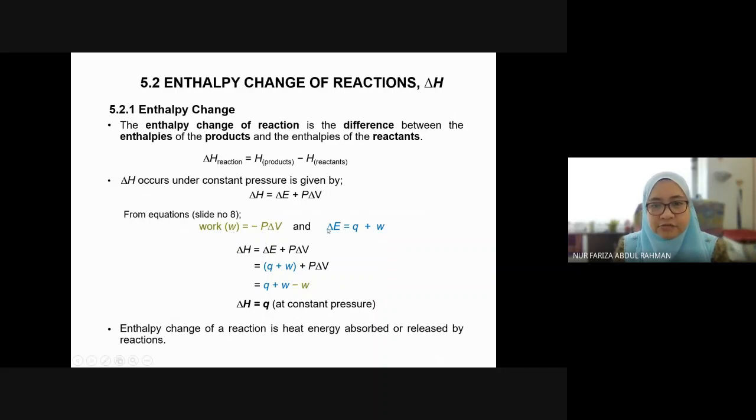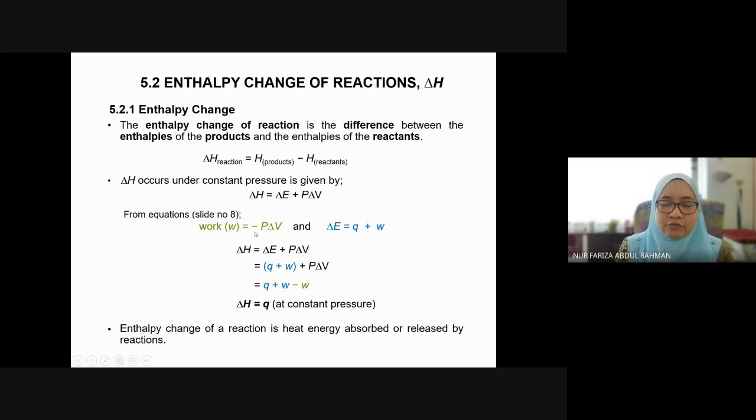Then we have these two equations. This one we discussed in yesterday's lecture, in slide number 8, you may refer to the slides. We have work is equal to negative P multiplied with change in volume, and also internal energy is equal to Q plus W. I've mentioned to you that the internal energy can be in the form of heat, and also in the form of work. So internal energy is the total of Q plus W.